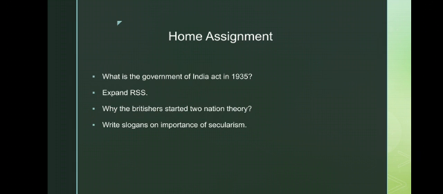Now, let us have a home assignment. Children, refer to the textbook before writing the answers, and try to frame some questions of your own also. But first, search for the answers in your textbook. First question: what is the Government of India Act of 1935? Because it is a very important decision taken by the Britishers. Then the second question is, expand RSS. Expand the abbreviation. And what was the need for the two nation theory? Why did the Britishers want India to be divided by communal feelings?